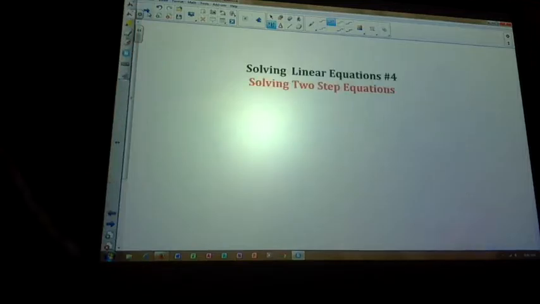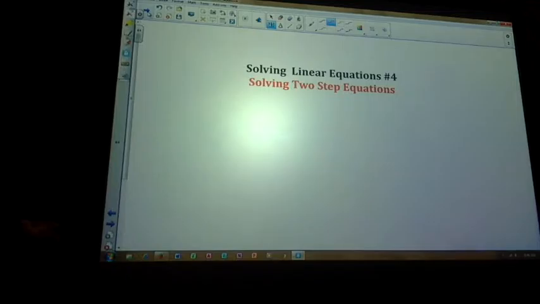Here we go. All right. Solving linear equations, solving two-step. Okay, so now we're going to be doing multiple steps. Things that we did with the one step is we created a dotted line for the equal sign all the way down. And that means that what we do to one side of the equation, we have to do to the other side. You can't just do something to one side and forget about the other side. Because if it's equal, that means it's balanced.